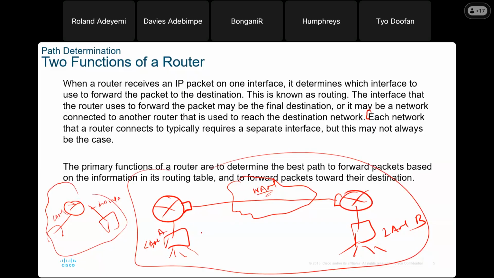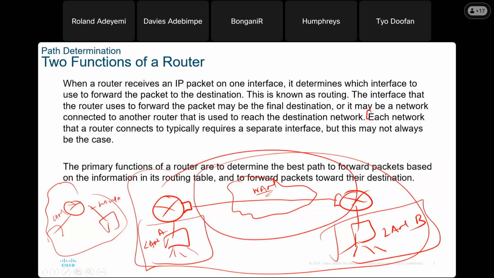So in this topology now, if I should ask you a question, how many networks do you have in this topology? This is one network, this is another network, and this is another network. That suggests to you that we need three different networks or subnets to take care of this topology. One for LAN A, one for LAN B, and one for the wide area network. So don't ever forget.